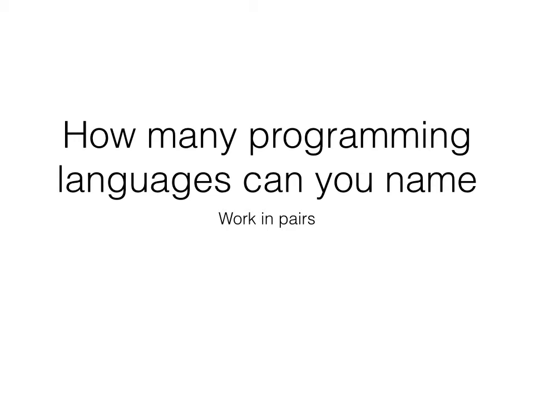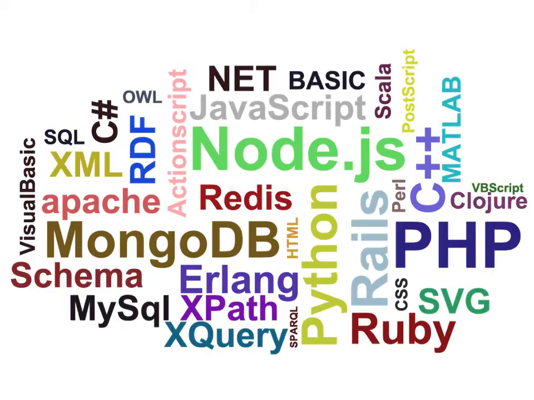So, how many programming languages can you name? 5, 10, 15? Well, there are quite a lot of them, guys. A few examples are here. You've got the basics, Java, C++, PHP, but that's not all. There's quite a few more than that.